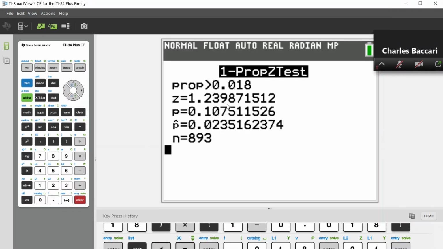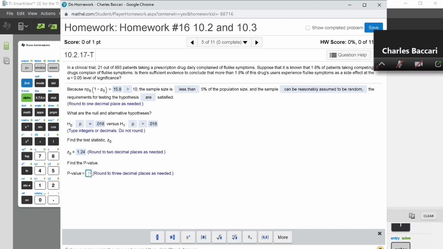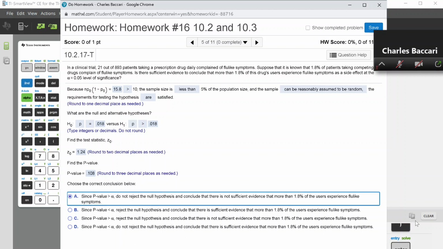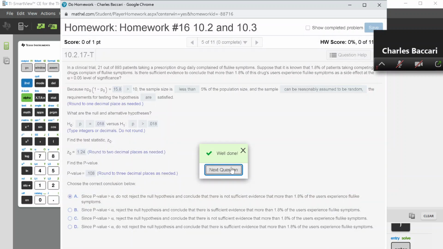The p-value is the number under it, 0.107, 0.108 if we round up. Now it says, compare this to the significance level. This is 5%, this is 10%. So the p-value is greater than alpha. Do not reject the null, and there is not sufficient evidence to conclude that more than 1.8% of users experience flu-like symptoms.